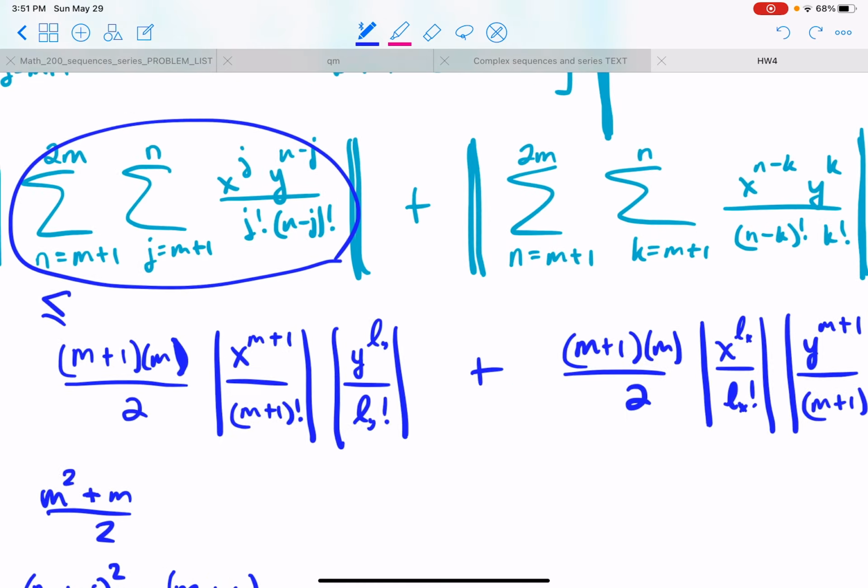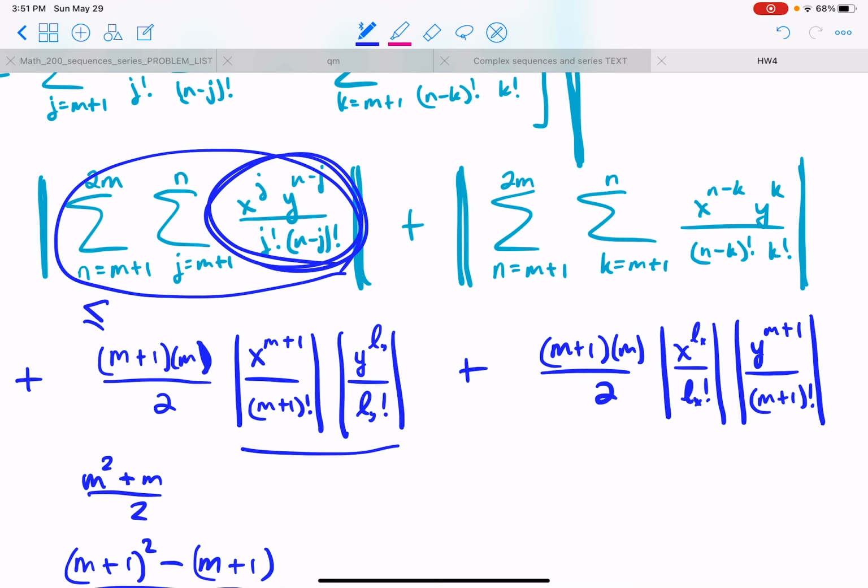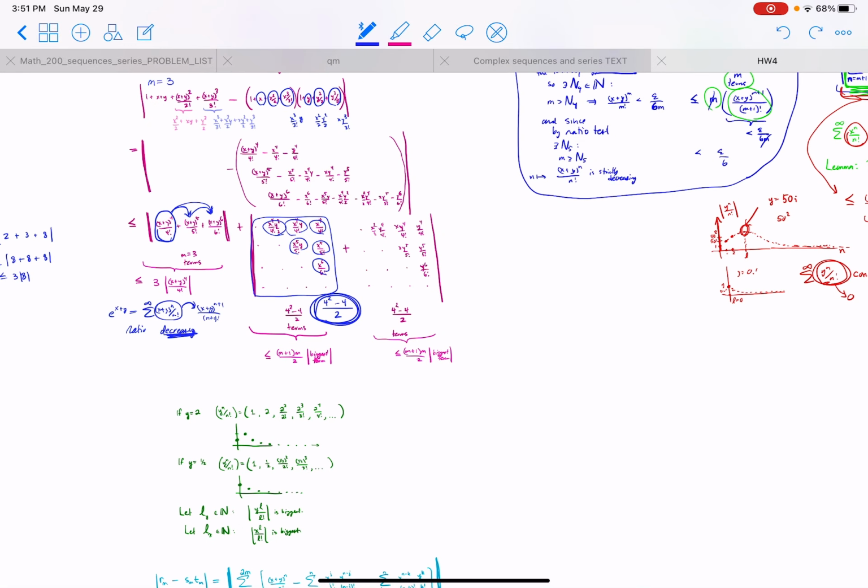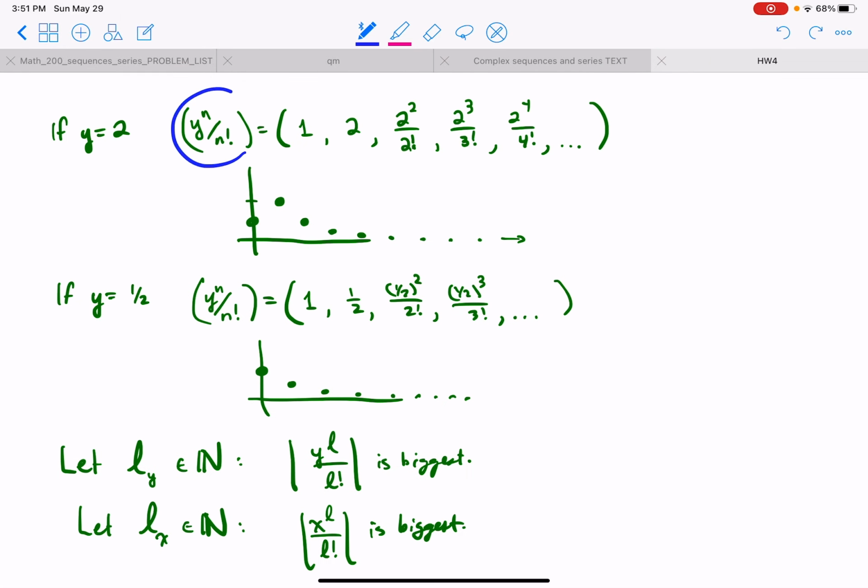Now, why can I replace all these different terms with these things? So let's think about that. First of all, let's look at these terms, just for y for now. If y is equal to 2, then n equals 0 gives 1. n equals 1 gives 2 over 1 factorial. n equals 2 gives 2 squared over 2 factorial, which is 4 divided by 2, which is 2 again. Oh, so this is like that. And then it starts going down. This is a better picture.